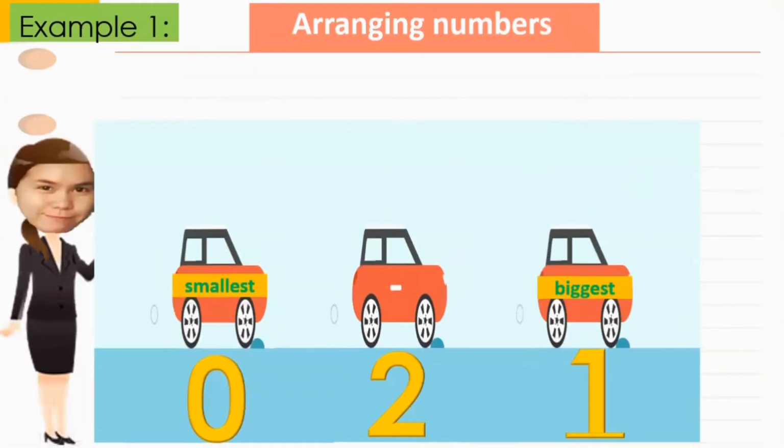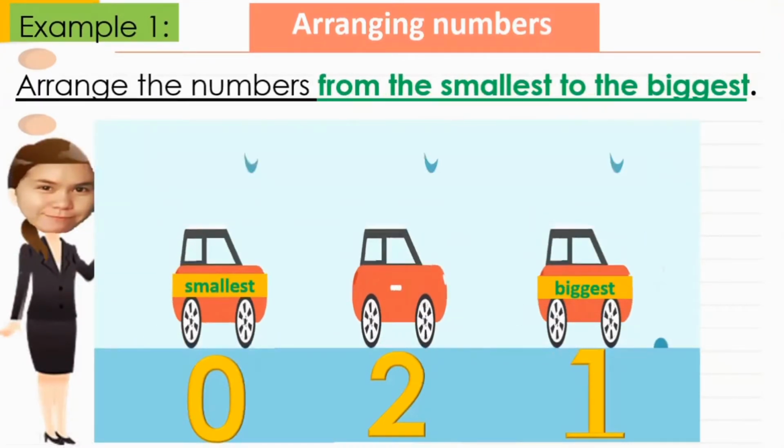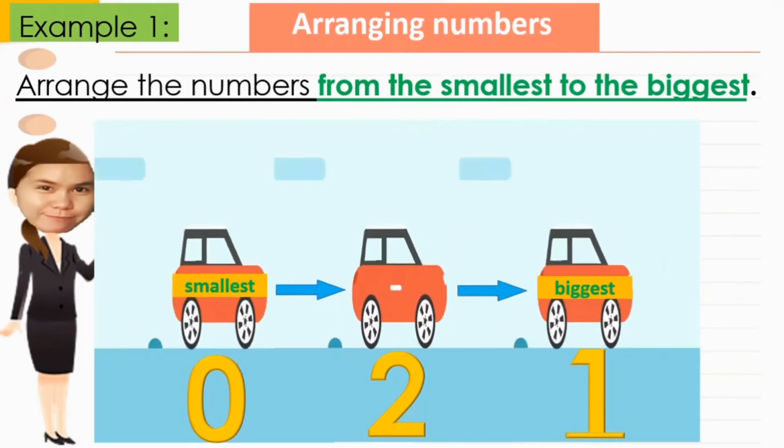Here is our example number 1. Arrange the numbers from the smallest to the biggest. Now, let's line up the numbers above the car. Start from the smallest, going to the biggest. So we have here the three numbers, 0, 2, and 1.